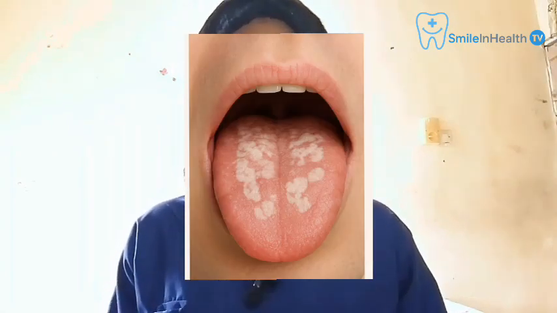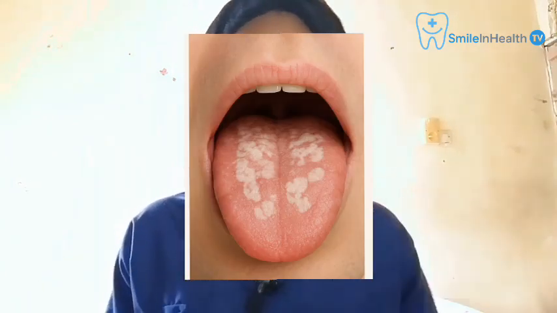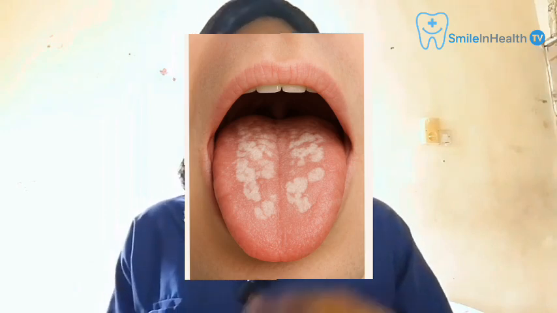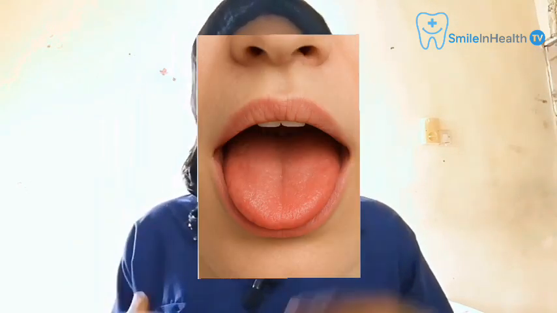Now let's move on to the common signs of oral thrush. Number one is white creamy patches on your tongue, your inner cheeks, on your throat. Number two, redness or soreness in the mouth.